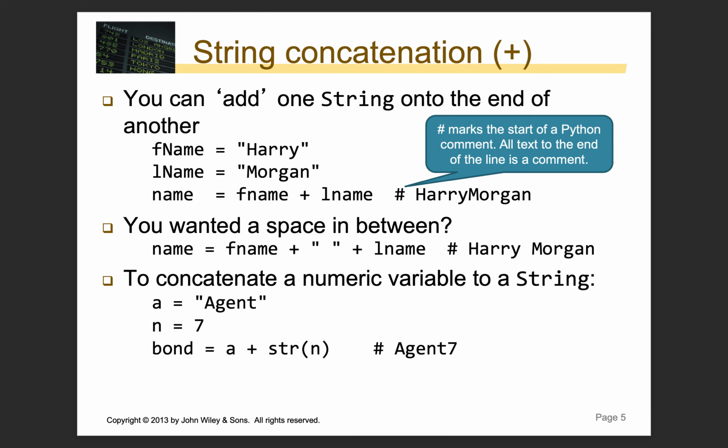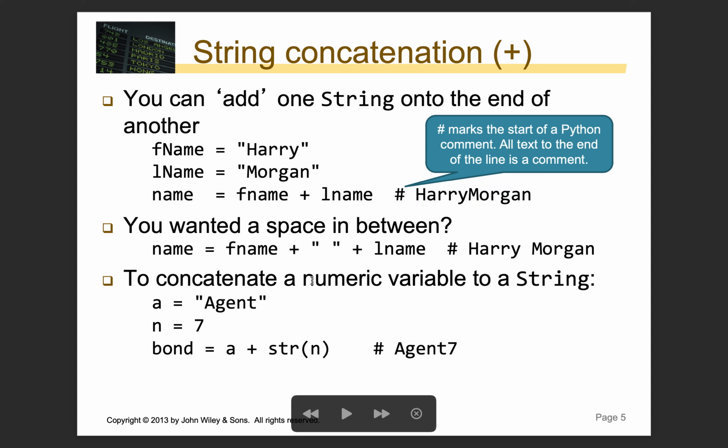You can add one string onto the end of another string, and this add is actually called concatenation. So let's say we had the string Harry and we had the string Morgan. Then by adding fname, which is the variable holding the string Harry, and lname, last name, holding the string Morgan together, we get the resulting string combination HarryMorgan with no space in between them.